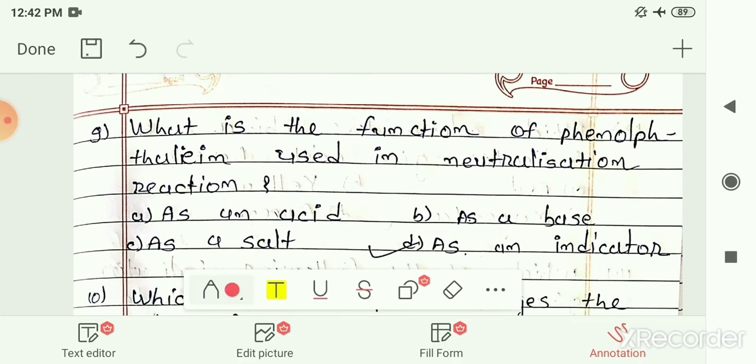Next MCQ, number 9. What is the function of phenolphthalein used in neutralization reaction? The options are as an acid, as a base, as a salt or as an indicator. What function does phenolphthalein perform in the neutralization reaction? So in this reaction it works as an indicator. So here your answer is option D, as an indicator.